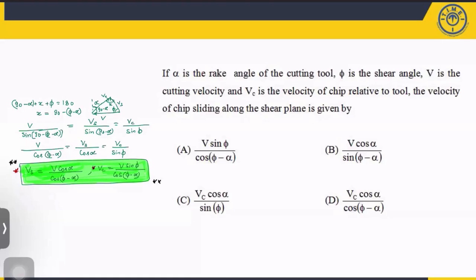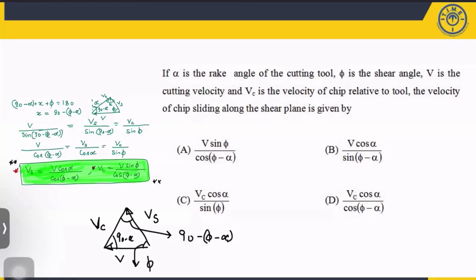Very good. Now, this is basically the shear velocity. This is the chip velocity, and this will be the cutting velocity. This is 90 minus alpha. This value you already calculated as 90 minus phi minus alpha. What is this value? This value is alpha, phi. Okay. Now you have to calculate the velocity of shear.